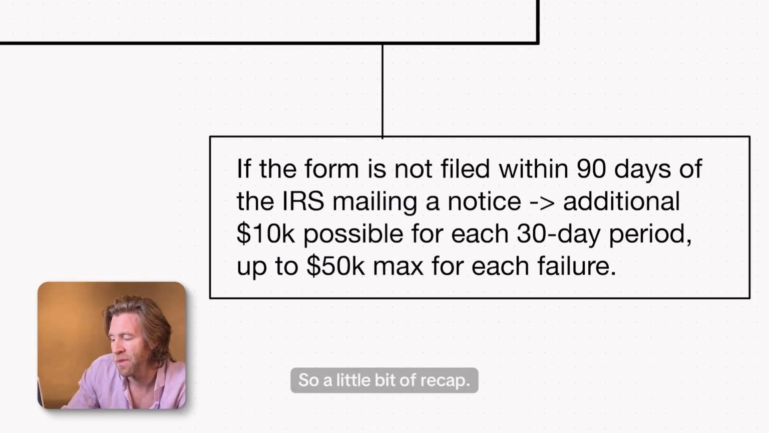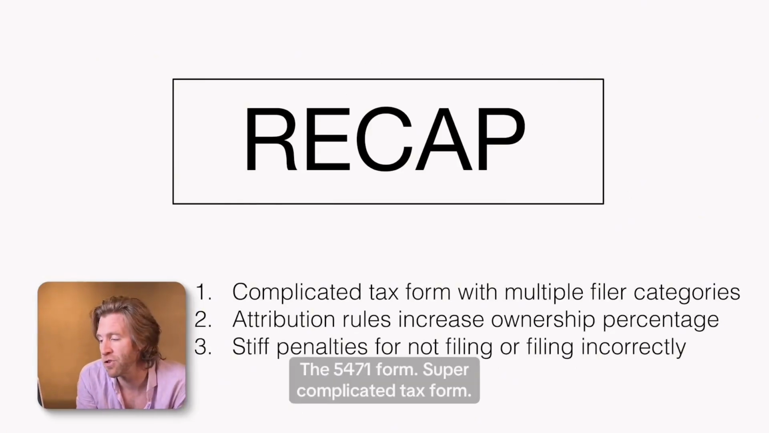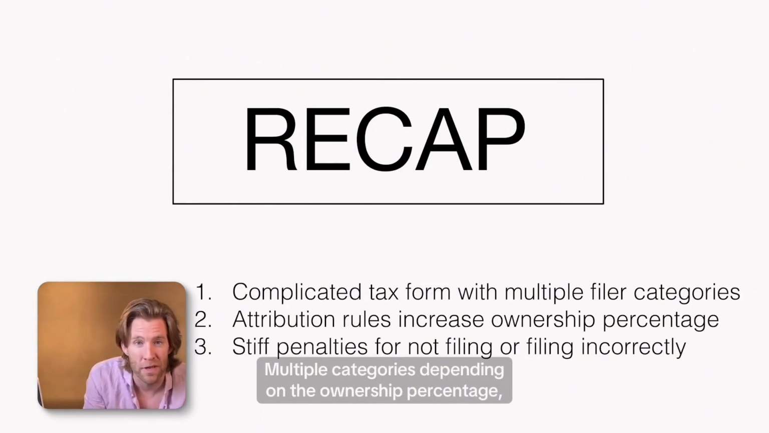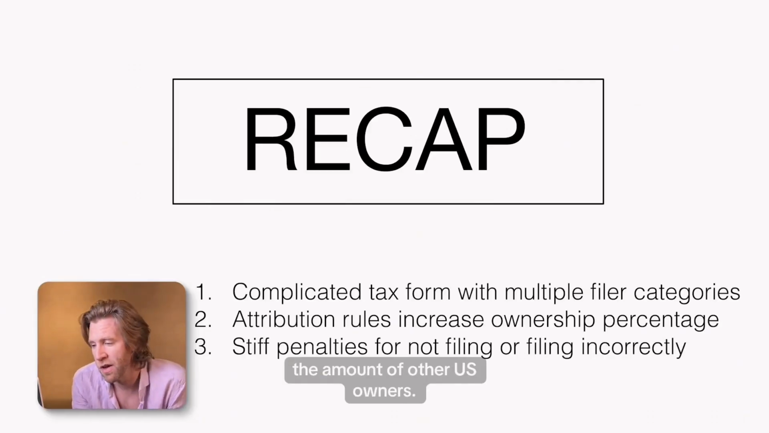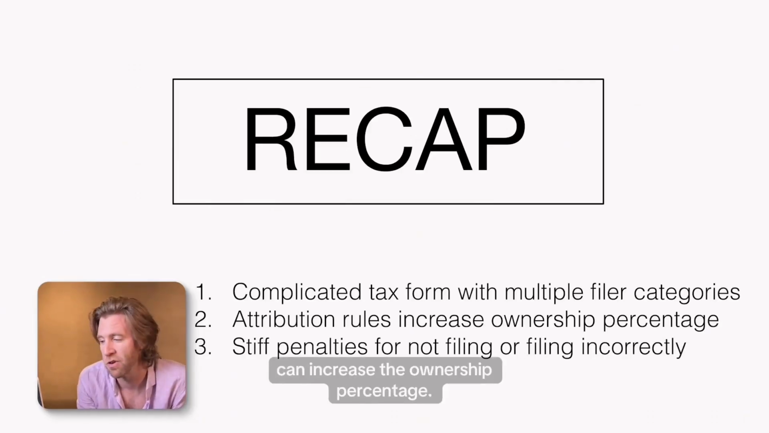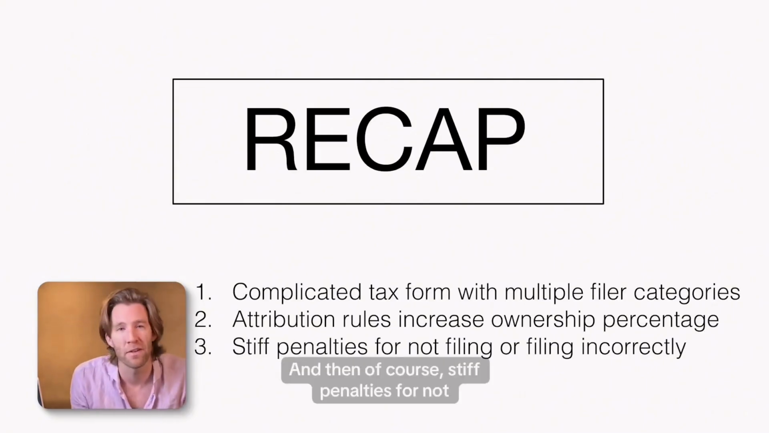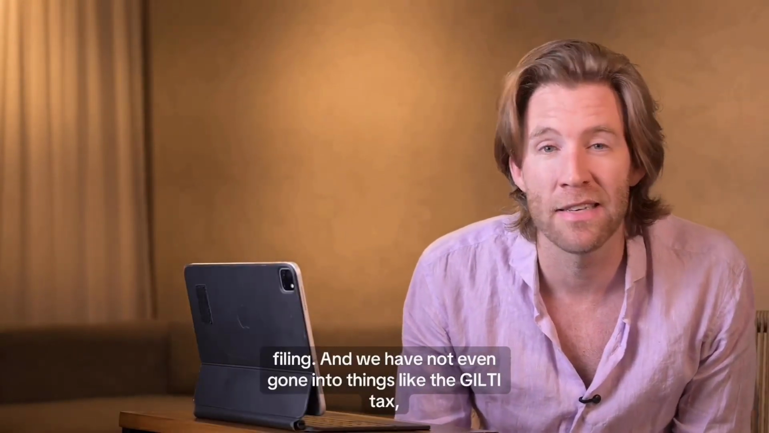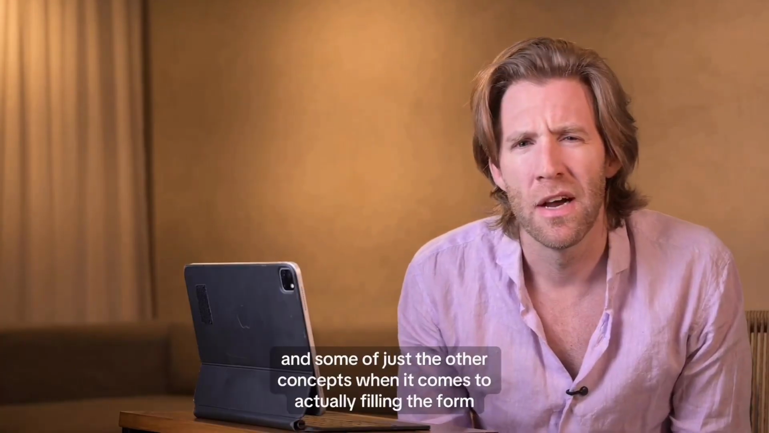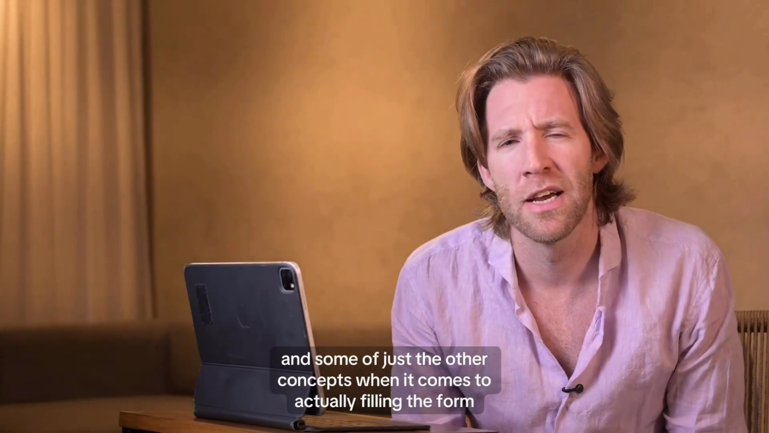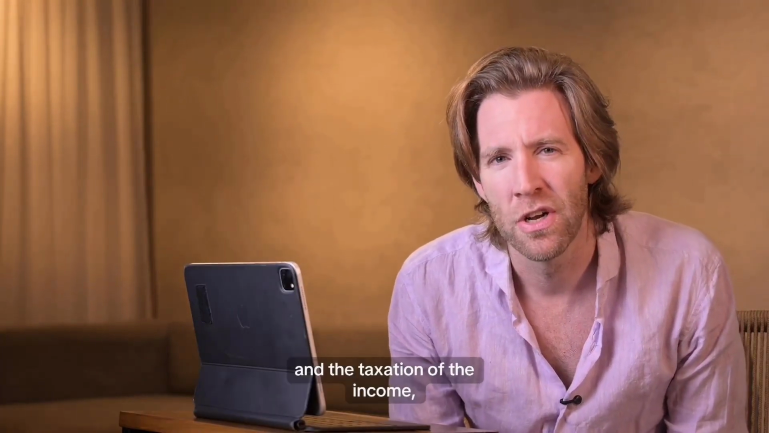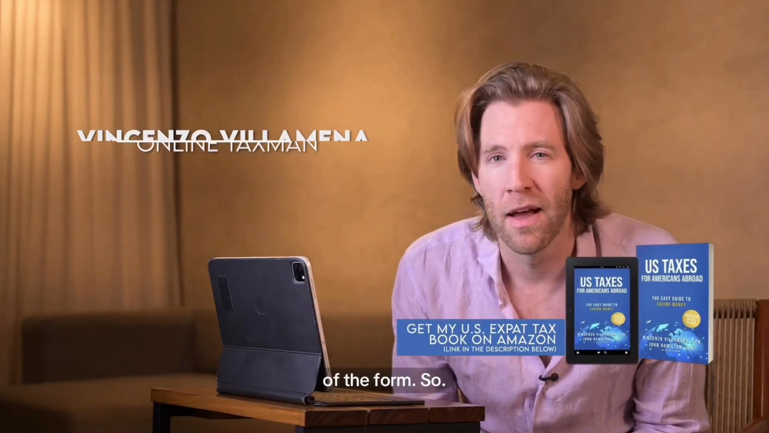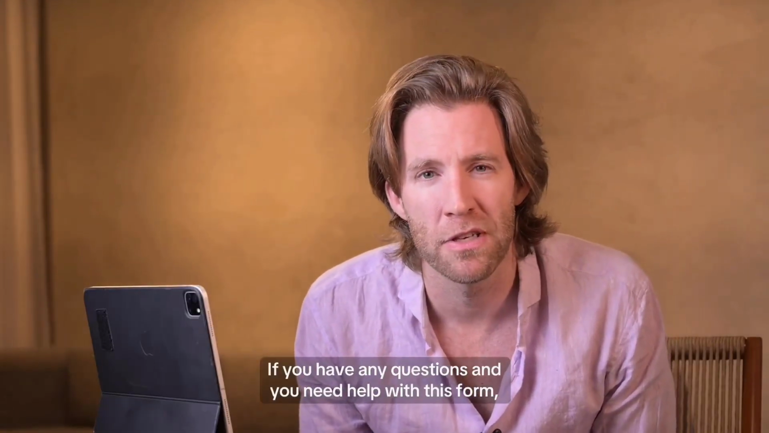So a little bit of a recap. The 5471 form, super complicated tax form, multiple categories depending on the ownership percentage, the amount of other U.S. owners. Attribution rules, again, can increase the ownership percentage. And then, of course, stiff penalties for not filing. And we have not even gone into things like GILTI, subpart F income, and some of the other concepts when it comes to actually filing the form and the taxation of the income, whether it's passive income or active income.